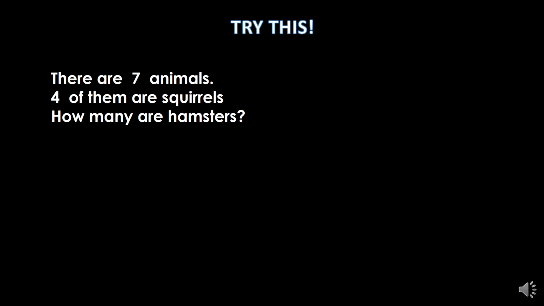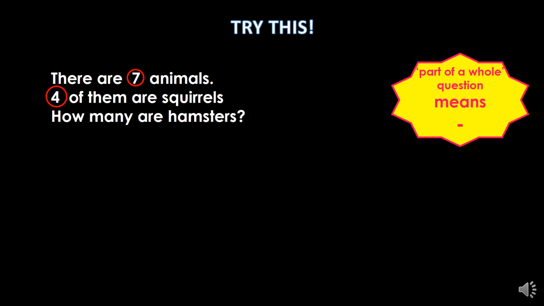Ready? To make solving word problems easier, let's first identify the two numbers in the word problem. What two numbers can you see in the word problem? 7 and 4. Now this is a part of a whole question, because part of the animals are squirrels and part of the animals are hamsters. That means you need to minus.